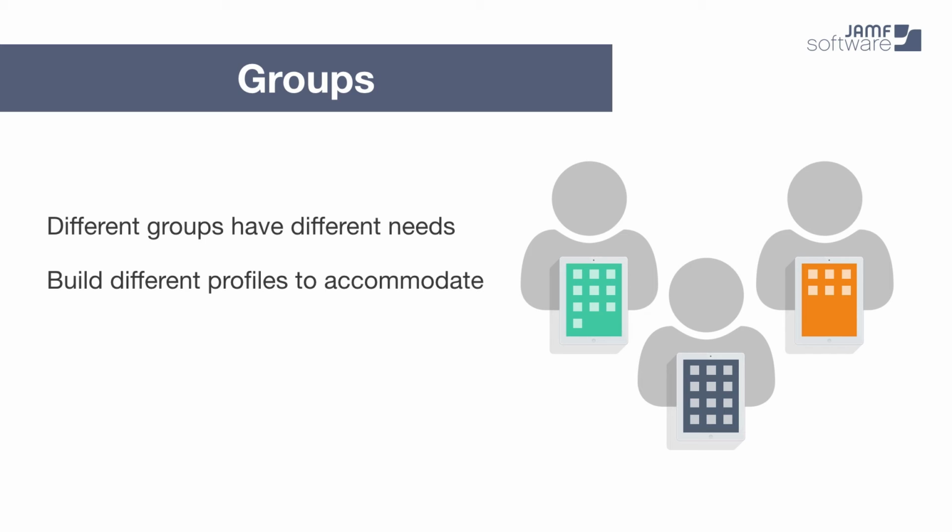So what's really great is the JSS can talk to your existing directory services, whether it's Active Directory, Open Directory, or just a standard LDAP. It can talk to your directory service and pull down these users and groups for you.